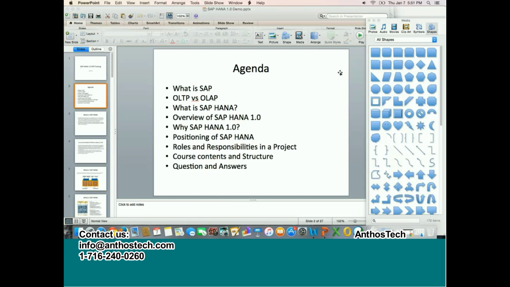Then we will open for questions and answers. This demonstration is going to take anywhere between an hour and an hour and a half, depending upon how many questions I receive, but at least one hour for sure. So that's the agenda. Let's start. What is SAP?